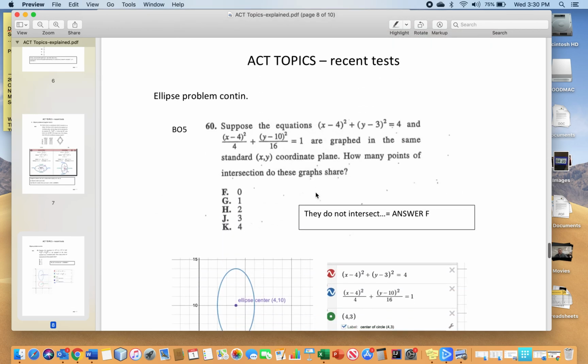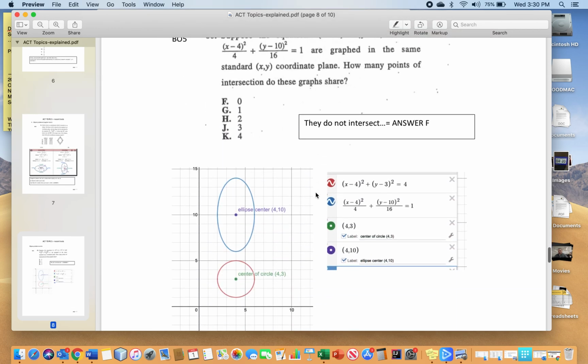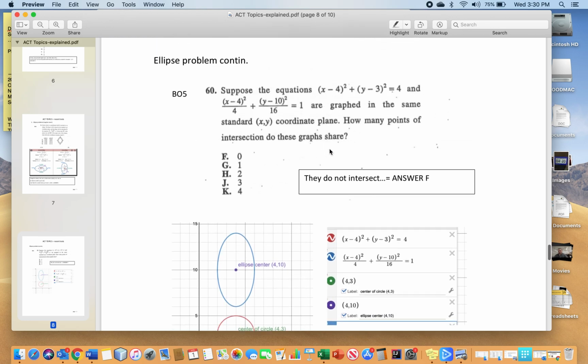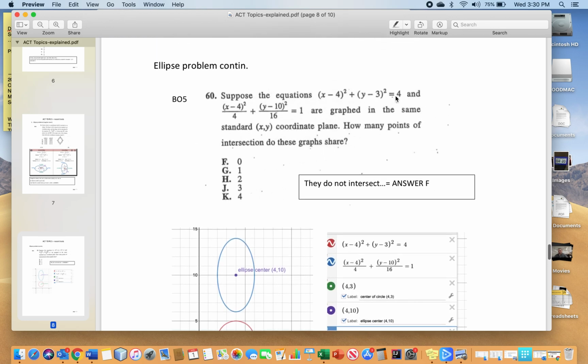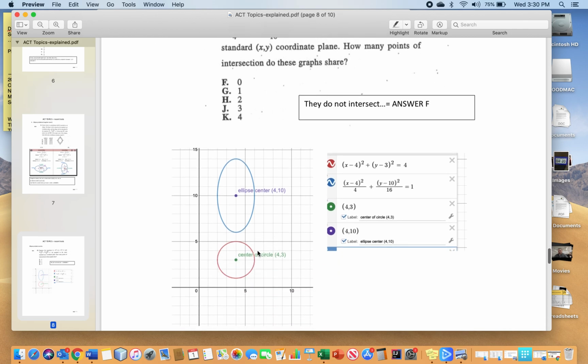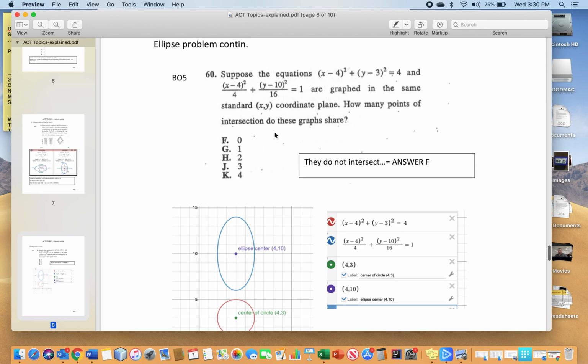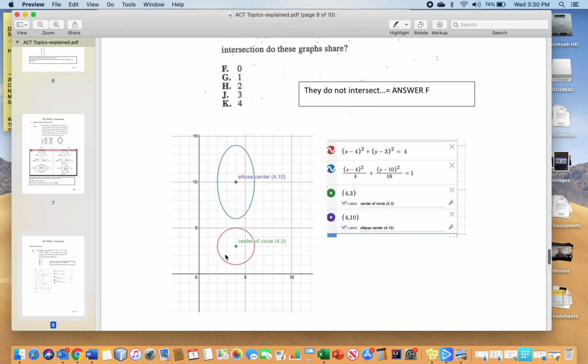Okay. And again, here's another ellipse. And I went to a website and graphed this ellipse just to show you what the circle looks like. The circle is center (4, 3) with radius 2. Boom, there it is. And then the ellipse, I graphed the ellipse formula, and it's center (4, 10), which is way up here. It's never going to intersect. So they don't have a solution to those two quadratic equations because the graphs do not intersect.